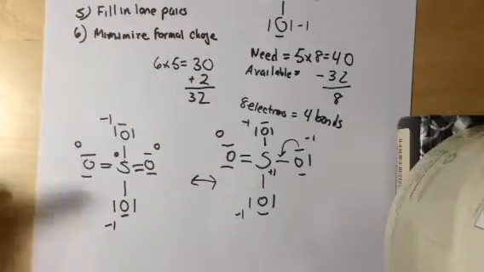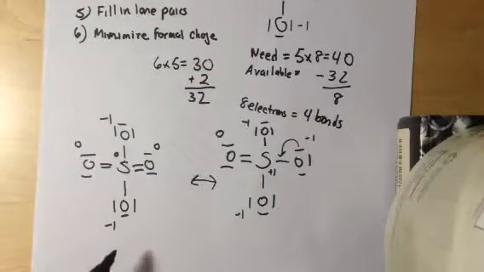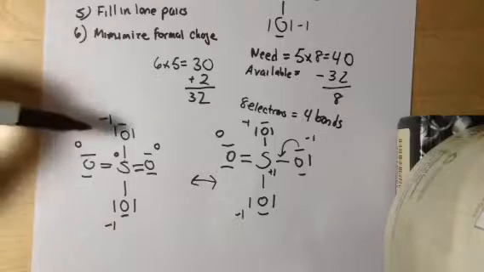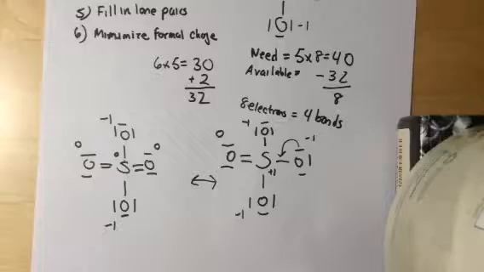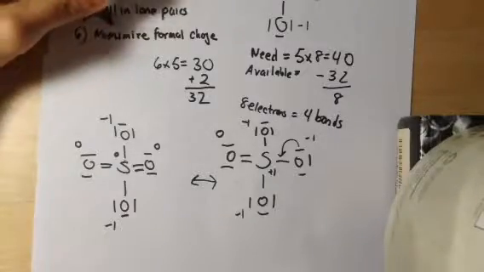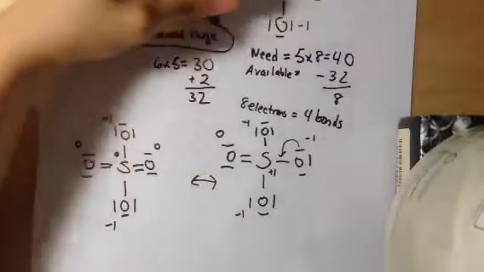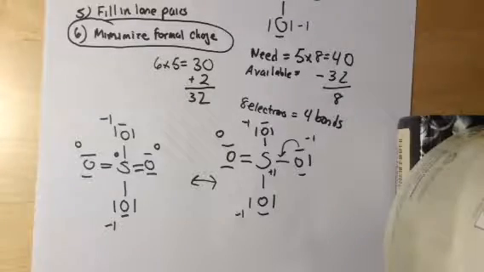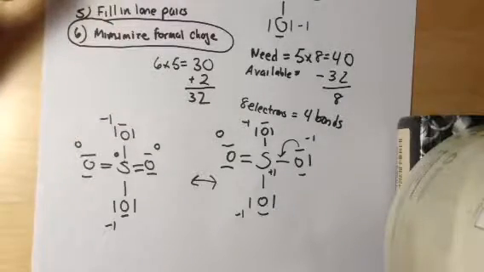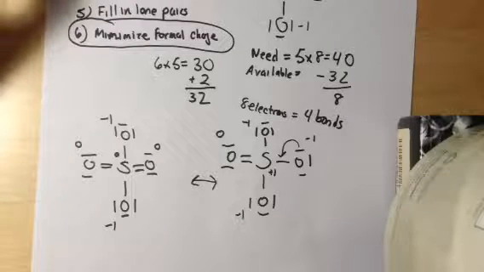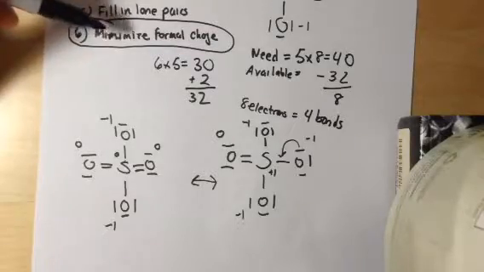So the total formal charge on this molecule is -2, and the total units of formal charge on this molecule is also 2, which means we have minimized formal charge. And because we have managed to minimize formal charge, we have come up with the best Lewis structure. So when you're doing these Lewis structures with an expanded octet, you need to not just think about shared equals need minus available, but you also need to think about how can I minimize the formal charge.